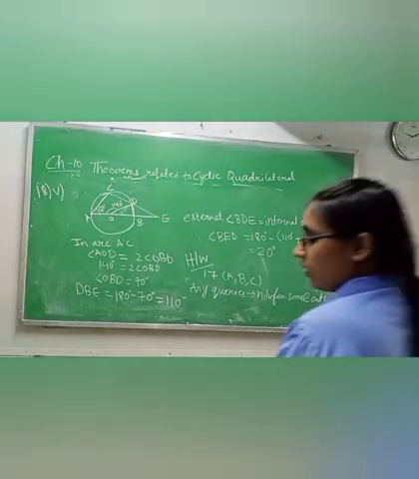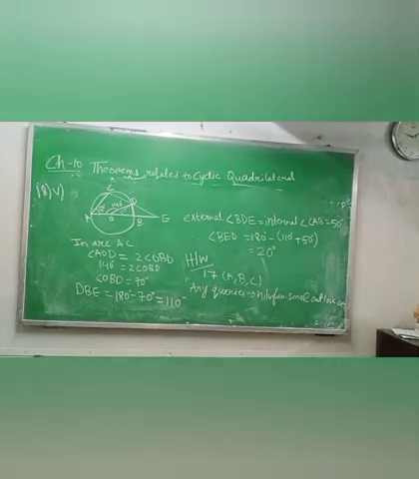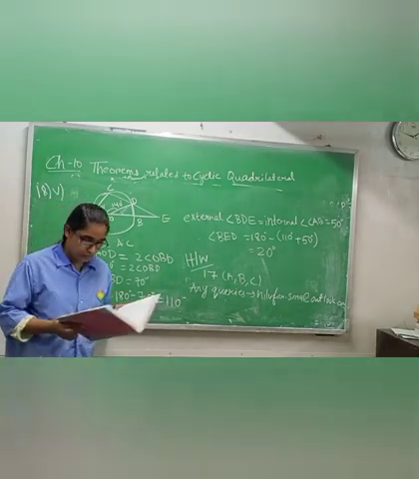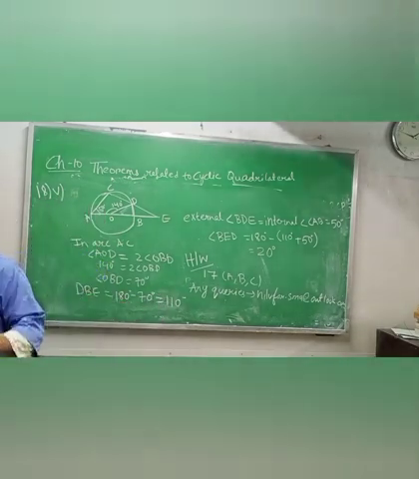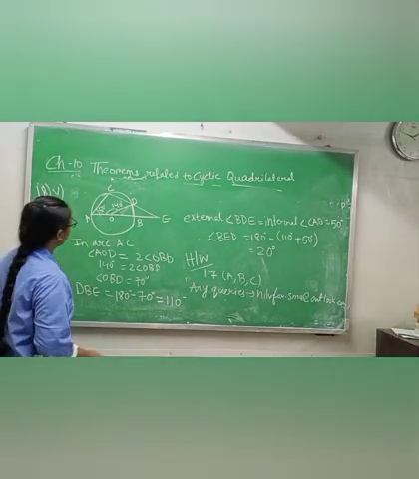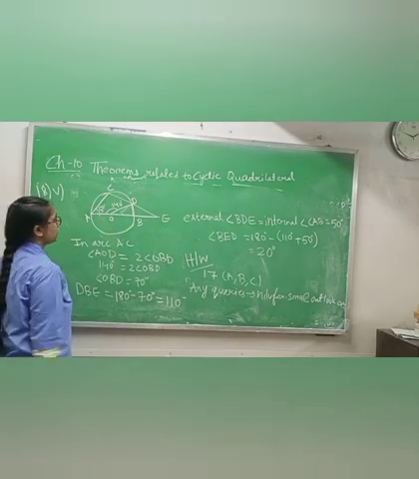Now class 10, read question number 85. In the adjoining figure, O is the center of the circle and AB is the diameter. If AOD equals 140 degrees and CAB equals 50 degrees, let us find the value of angle BED. So this is the diagram given to you. They are saying this angle is 50 degrees, this angle is 140 degrees.